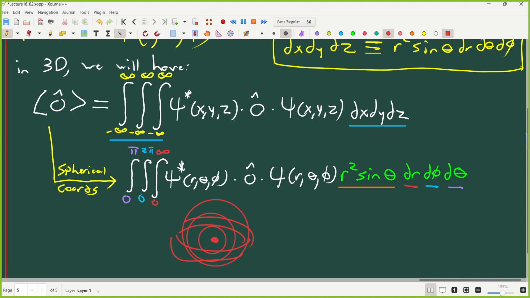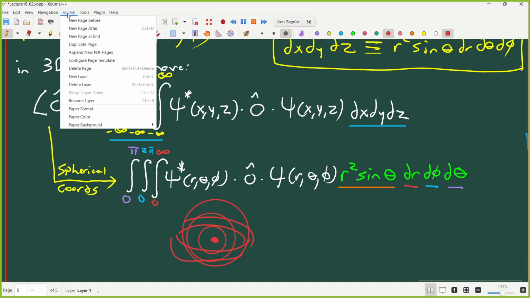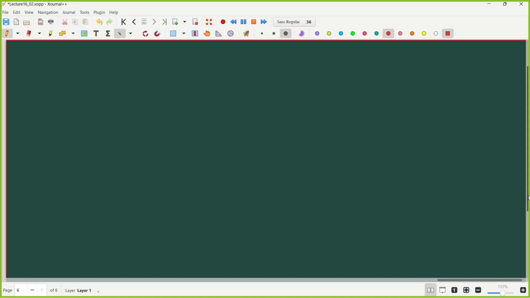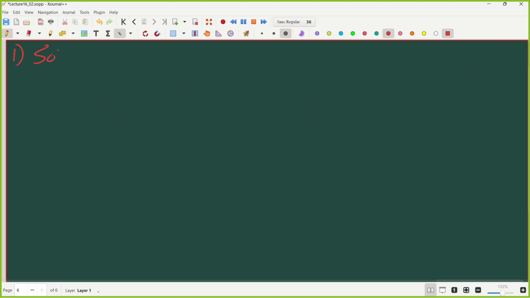We don't have enough time to complete angular momentum, but let's just set the problem up and start thinking about it today. So the first thing we're going to do is solve the angular problem.